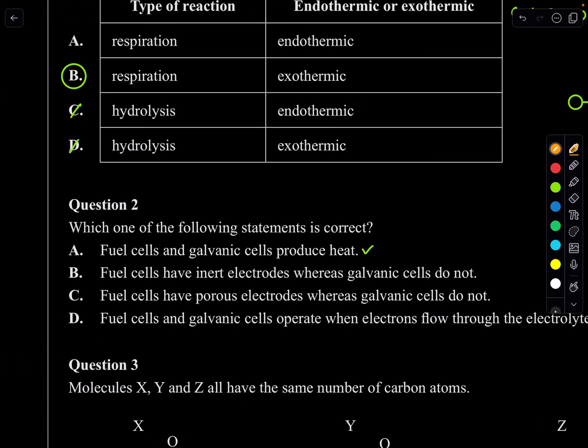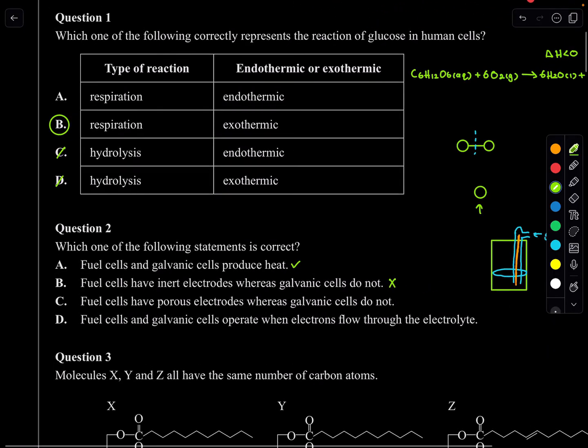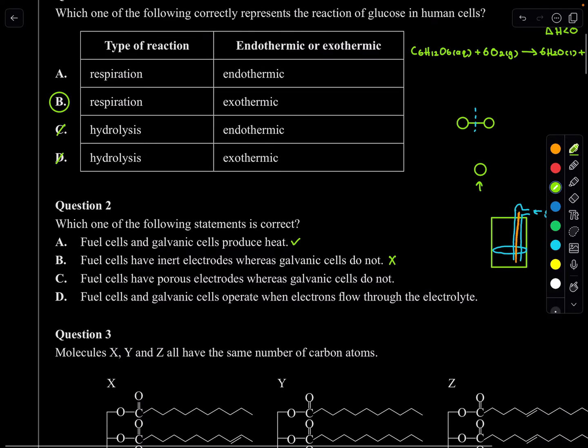That's rubbish. So, let's take that off. So, fuel cells have inert electrodes. Yes, they do. Fuel cells and galvanic cells also have inert electrodes like carbon, graphite. Fuel cells have porous electrodes, whereas galvanic cells do not. Yes, fuel cells have porous electrodes. Why is that? Because the surface area is increased. It has little holes, so gas diffusion is much easier, and it increases the rate of reaction. And it says, whereas galvanic cells do not.